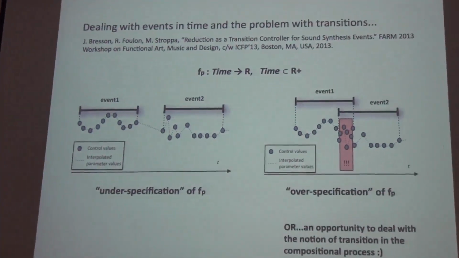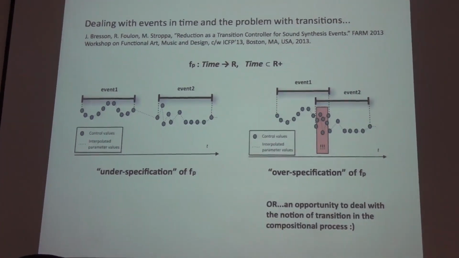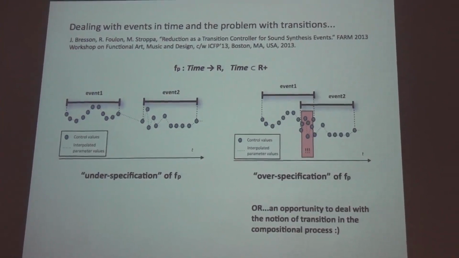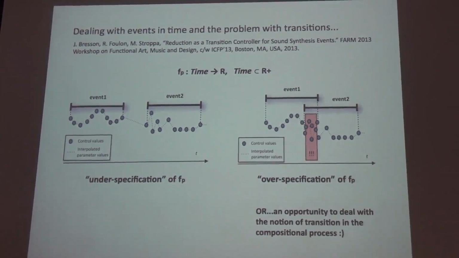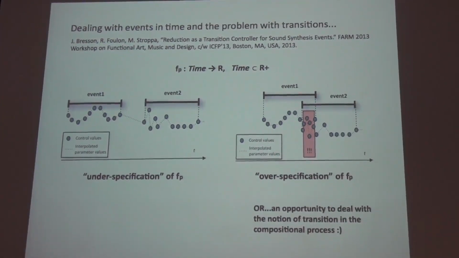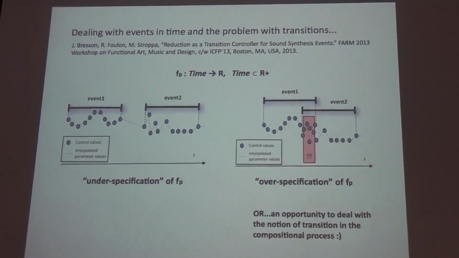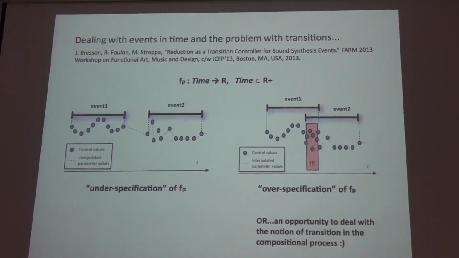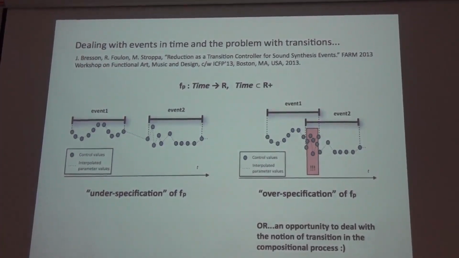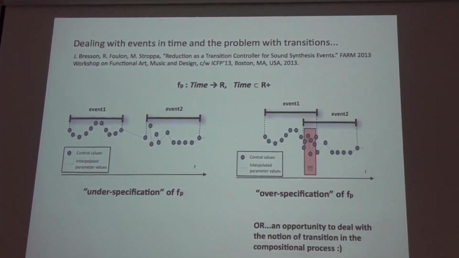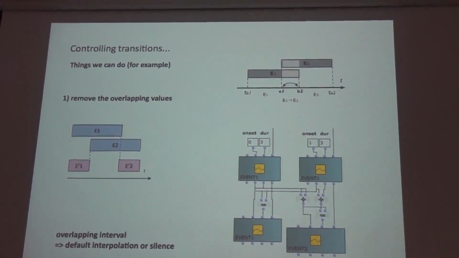When we published this paper at a workshop at the ICFP conference last year, we did not agree with the reviewers of the paper, because they said, oh, but your problem is very simple, it's just over-specification of your function or something like this. Especially Marco said, no, that's not a problem I want to solve, that's an opportunity I want to grasp to control the transition, what's going on in between 2 events in my synthesis process. So that's why we developed this process I just did with the fade in, fade out.